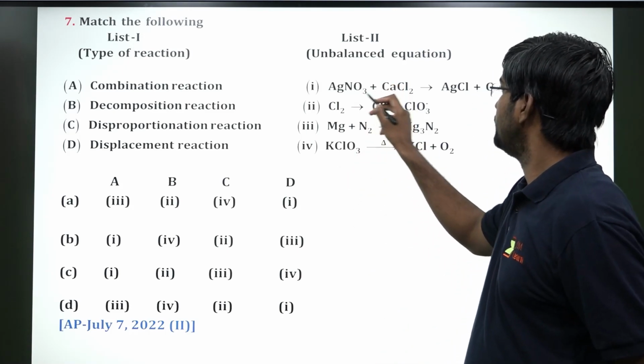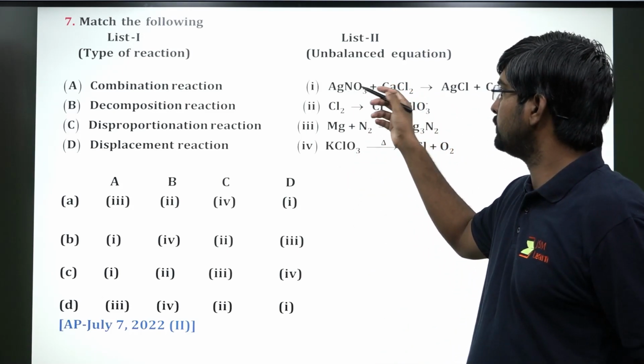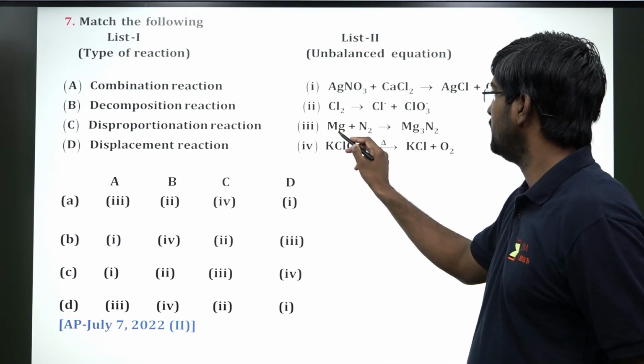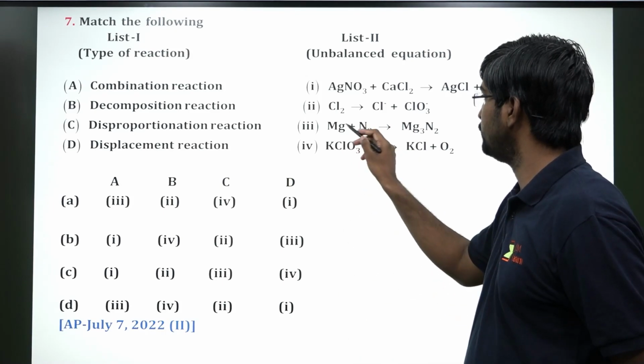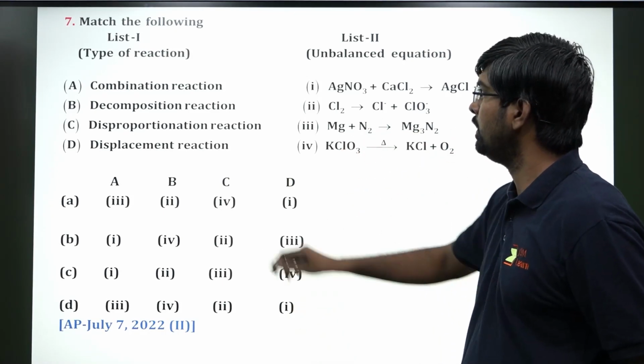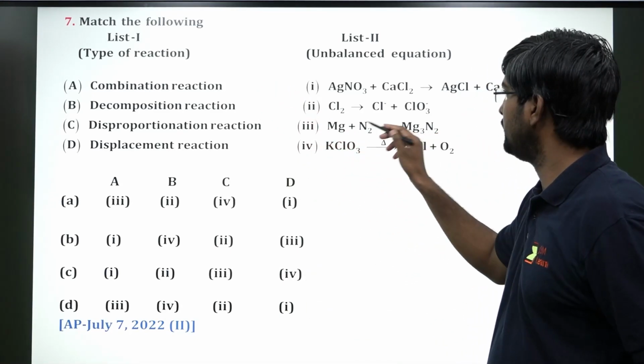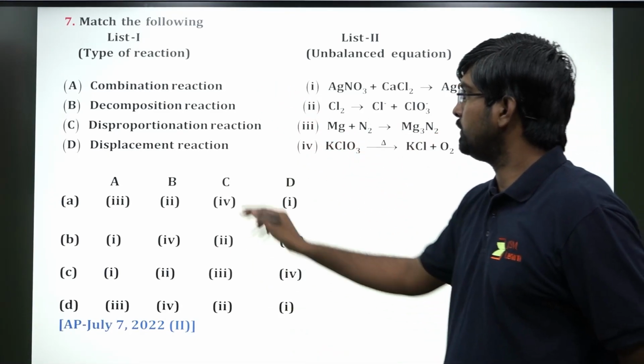So let us see. These two are different molecules, so this is not a combination reaction. And here only one species is present. See here, magnesium and nitrogen both are in the elemental state, so the combination reaction is this one. For A, what is the correct matching? This one, third one. Next, decomposition.